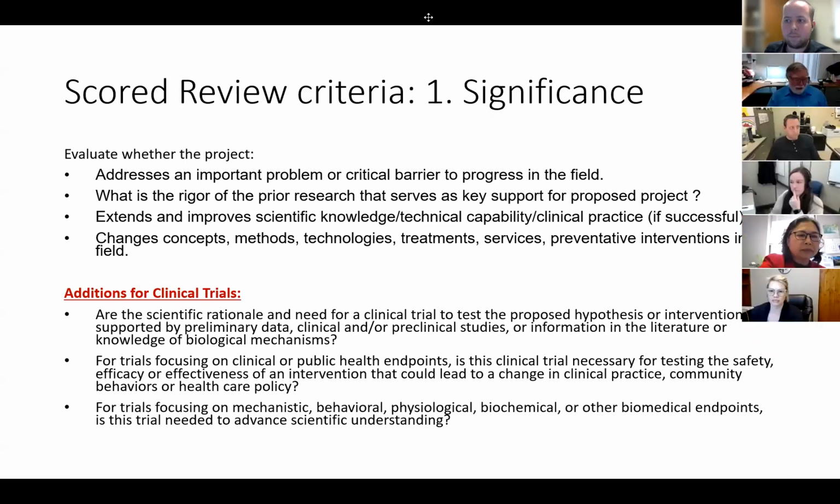This is Don Sensback as the chair, and we'll be looking at the scoring criteria. Significance is one of the big issues in scoring. You'll evaluate whether the project addresses an important problem or critical barrier. What's the rigor of the prior research that serves as the key support for the proposed project? Does it extend and improve the knowledge and the technical capability in clinical practice if it's successful? And does it change the concept, methods, technology, treatment, services, or preventative intervention in the field?